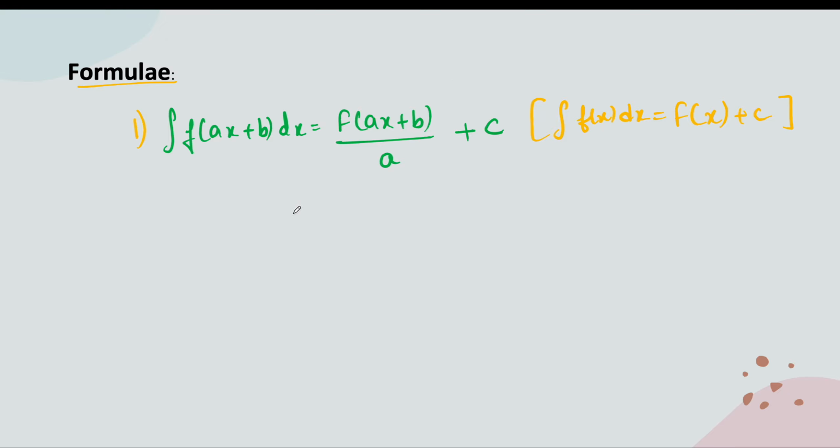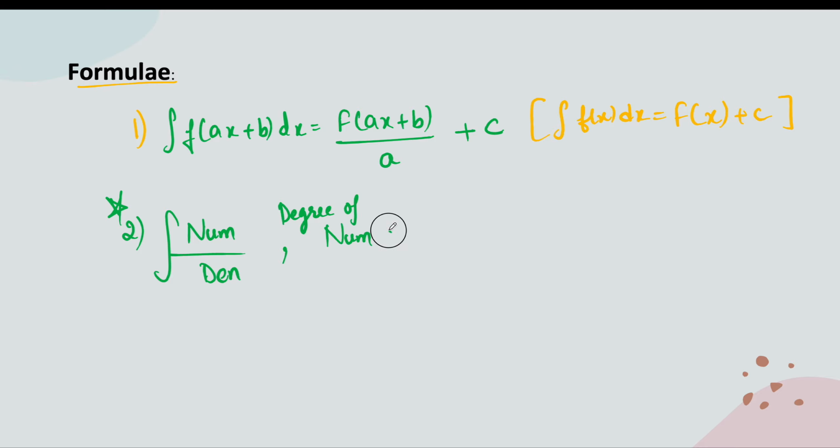Now there is one more very important concept that I have to explain to you. There are only two formulas inside this, okay? This one is very important. If your integral is something like this, that is, numerator and denominator, and somehow the degree of numerator is greater than or equal to the degree of denominator, then you just have to divide the two polynomials.